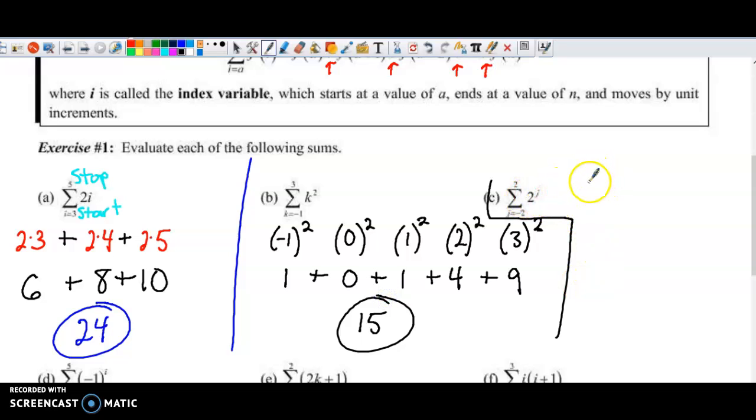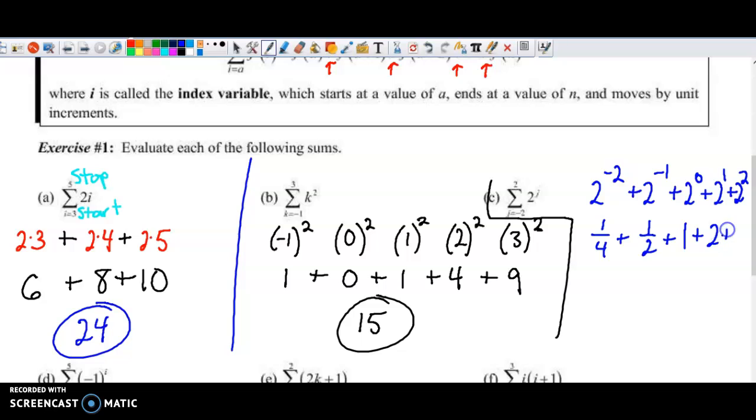Next one's, again, don't just assume certain things. I would encourage you to work through all of it, like 2 to the -2nd, 2 to the -1st, 2 to the 0, 2 to the 1st, and then 2 squared, because this is 1/4, 1/2, 1, 2, and 2 squared is 4. So as you count it up, 4, 5, 6, 7 and a half, 7 3/4. Or you might prefer 28, 29, 30, 31/4.